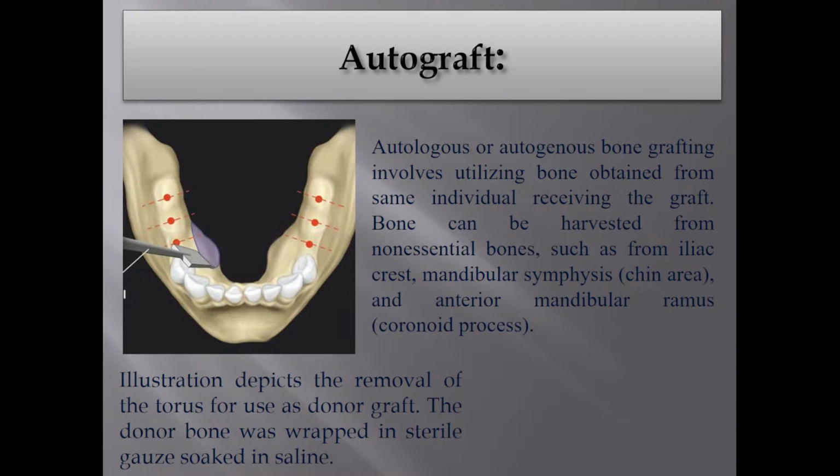And in this picture, you can see a torus of the mandible. It's an enlargement of the mandible side, and it reduces chewing pressure. We can use it in order to replace this bone part into other bone of the mandible, or in the maxilla, or even for sinus lifting.